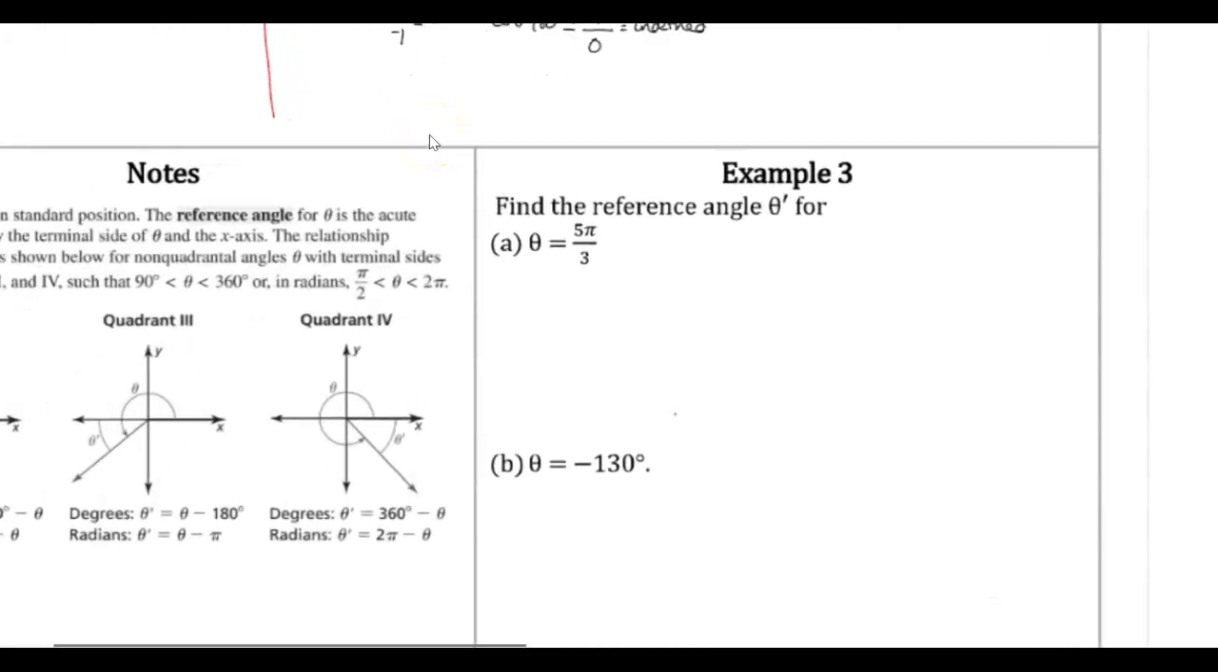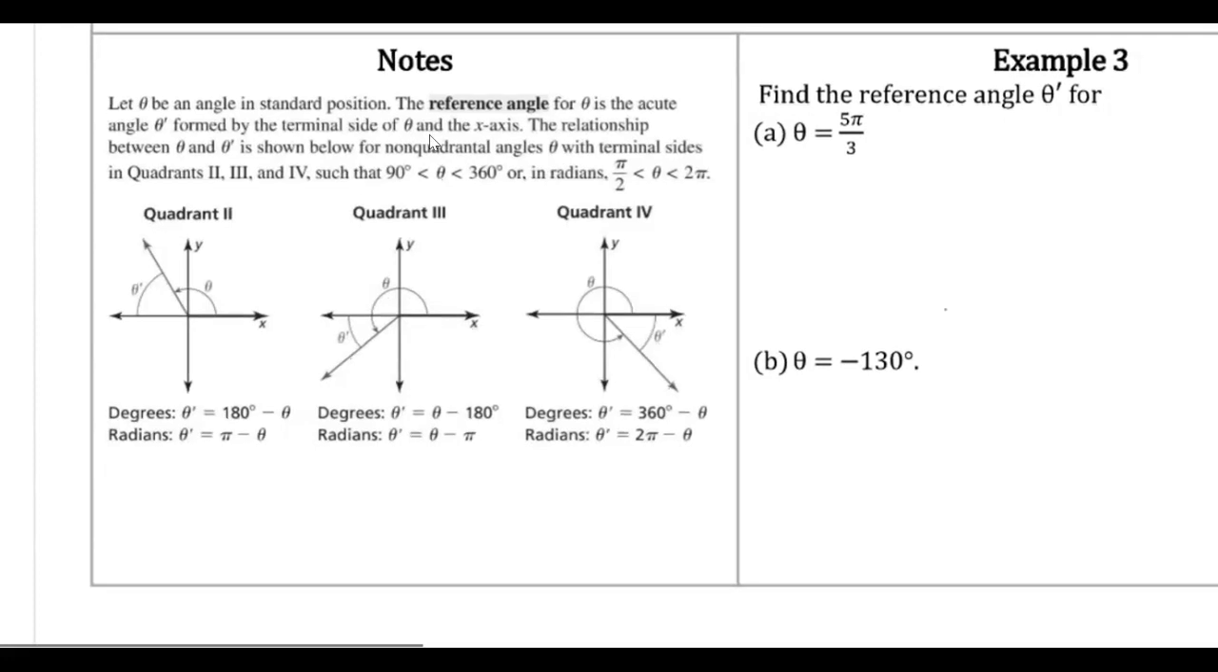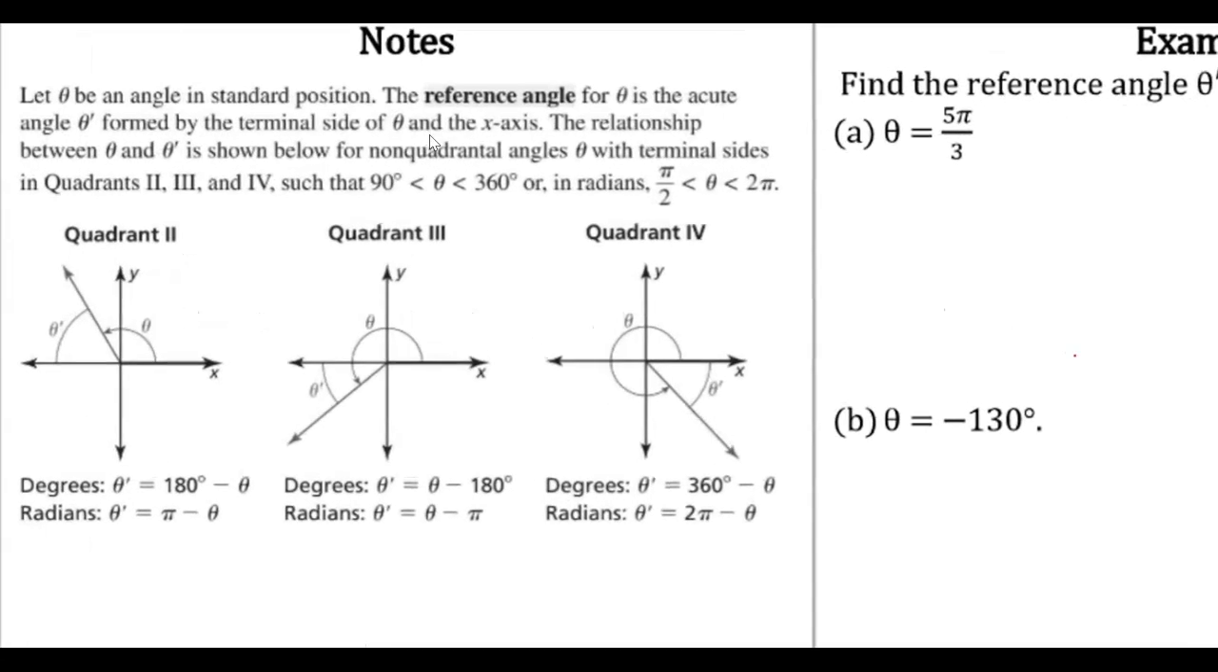This is Algebra 2, Section 10.3, Example 3. In this video, we are learning the reference angle. The reference angle for theta has to be an acute angle, and the notation for it is theta with a little apostrophe. It is formed by the terminal side of the angle and the x-axis.